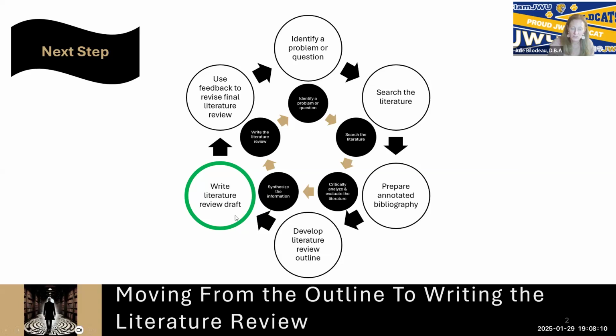So now we are moving to the green circle, write a literature draft. This black circle here is really important. Synthesize the information, and we're going to talk about what that means, because this is probably one of the most important skills you will learn and hone and need for your dissertation. So this is where we are right now. And then next week, you'll use the feedback that I give you on the week 4 assignment to make some adjustments and finalize your week 5 review. All right.